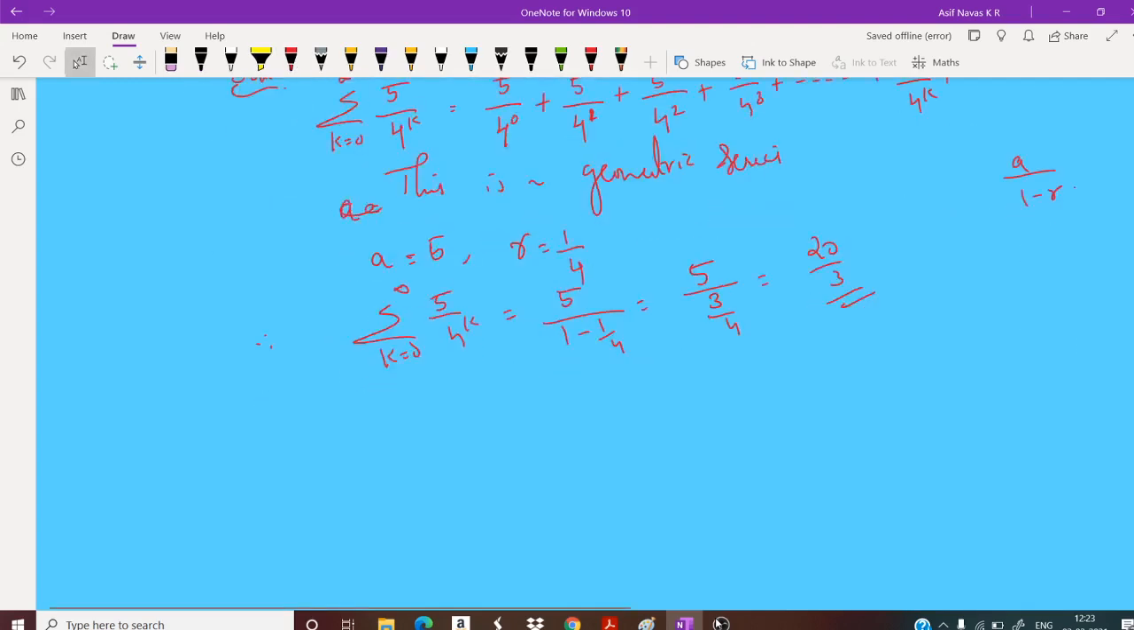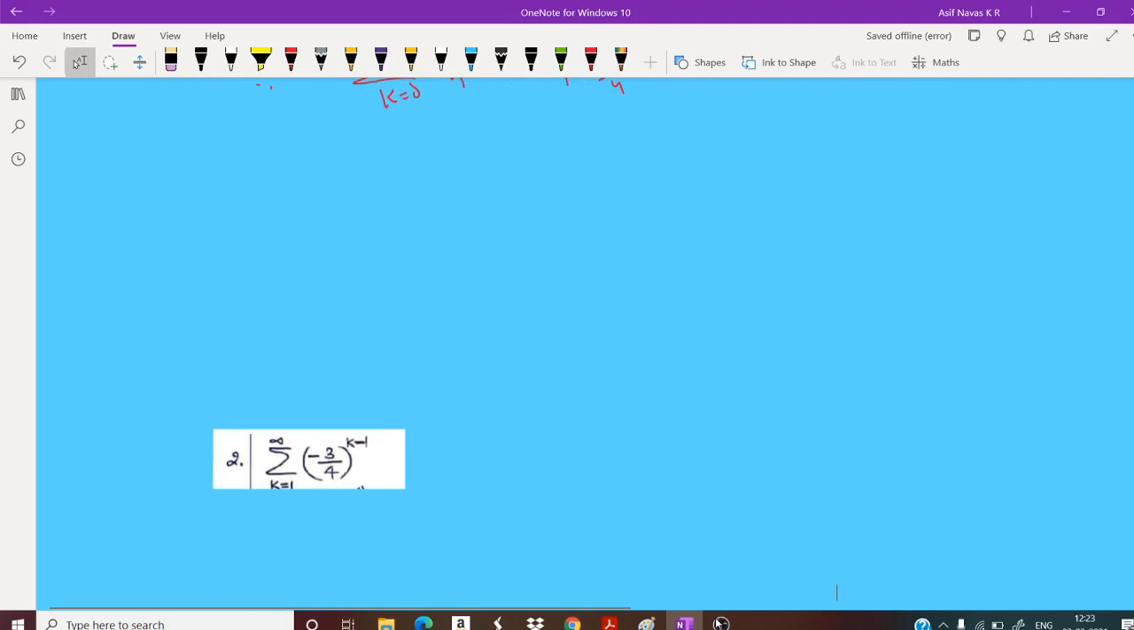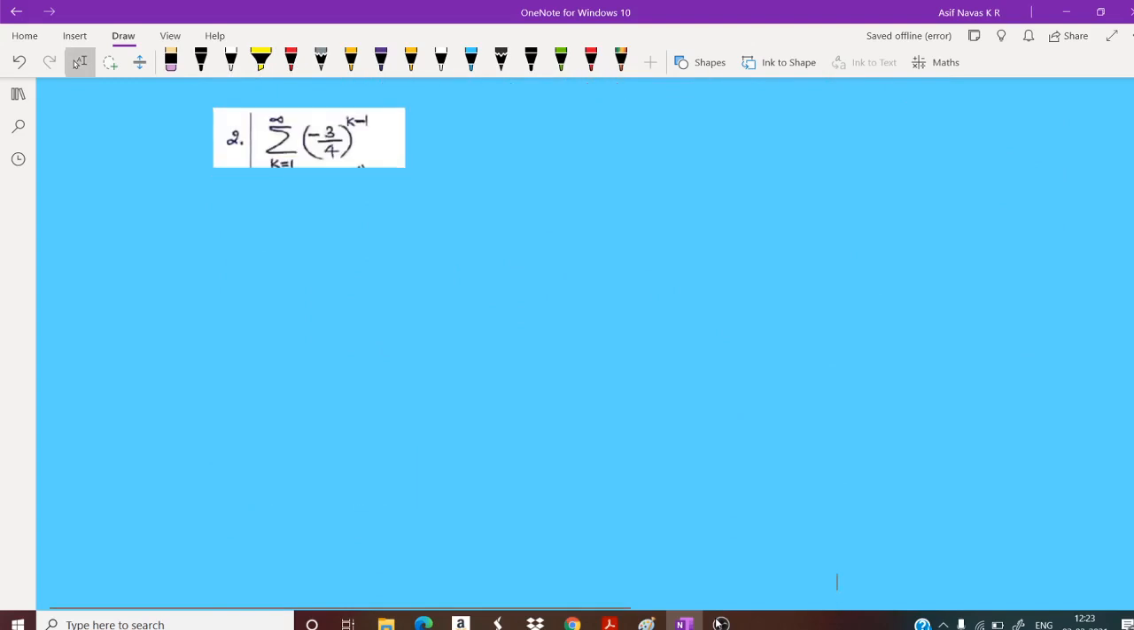Now you write down and tell me, solve this problem: sigma k equal to 1 to infinity minus 3 by 4 all raised to k minus 1.